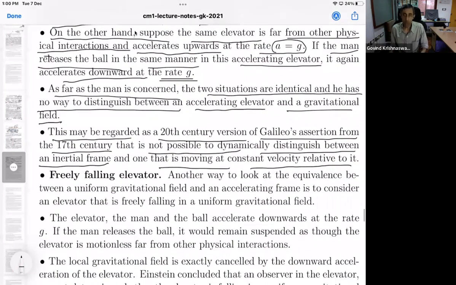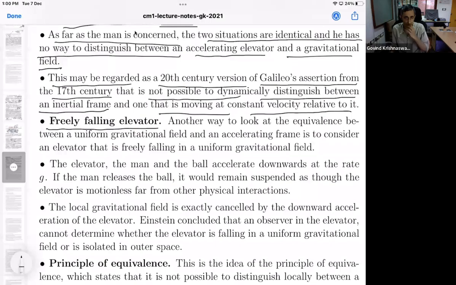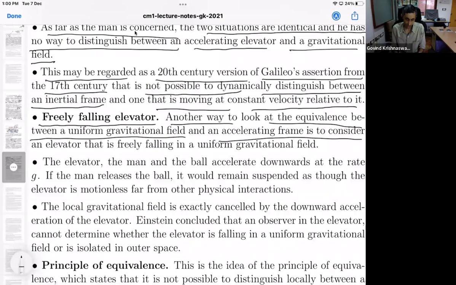In fact, Einstein also proposes one more experiment, which is that of a freely falling elevator. This is also quite nice, so let me mention it. So another way to look at the equivalence between a uniform gravitational field on the one hand and an accelerated frame is to consider an elevator that is now freely falling in a uniform gravitational field. So look at it this way. You have the Earth, you have an elevator. Now the elevator cable has unfortunately been cut, and that elevator cabin is falling freely in Earth's gravity. Okay, so let us see what things happen inside this elevator.